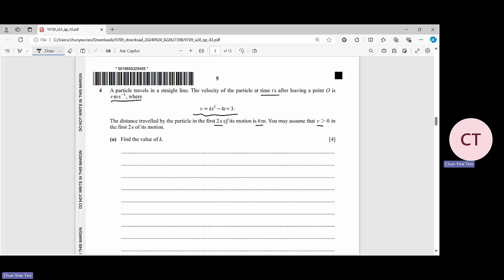Okay, so the first 2 seconds, and assume in the first 2 seconds v is positive. That means the particle will not turn directions. So over here we can straight away say that the formula will be just integrate from 0 to 2 of kt squared minus 4t plus 3, which equals the distance that you travel, 6 meters. Then just integrate, you get kt cubed over 3 minus 2t squared plus 3t from 0 to 2.